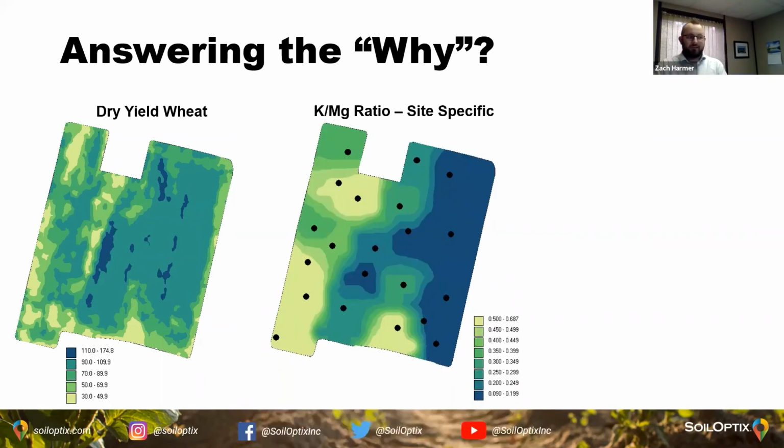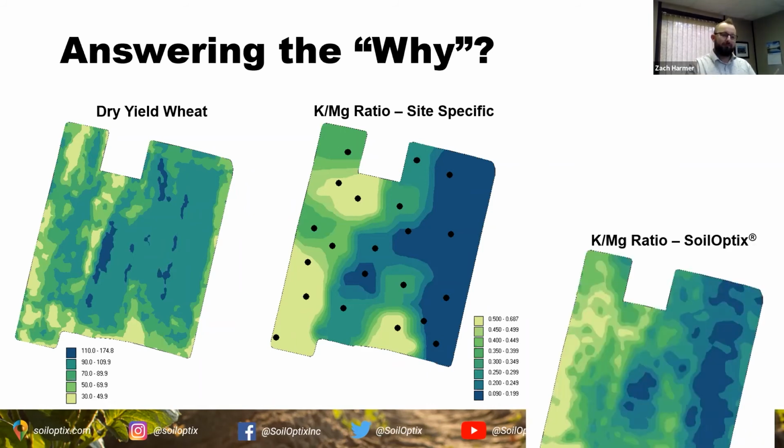So when you look at the site-specific grid, you can get some correlation there, right? If we're looking at just K-Mg ratio, let's say. Right, we can see in that southwest corner of the field, it's obviously a higher K-Mg. We're seeing a response from a reduction in yield in that area. We're getting into some 0.2s, 0.3s on the east side, and we're seeing a bit more positive response to the yield.